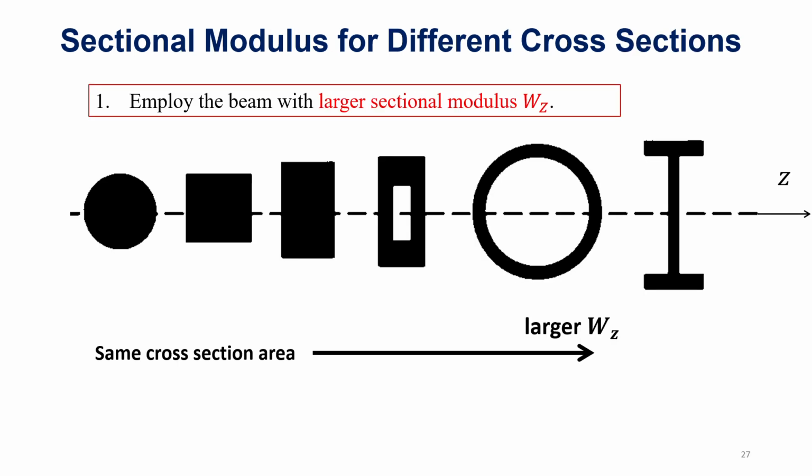Let me give you some examples. This figure shows some representative cross-sections, and from left to right, the sectional modulus is increasing. So with the same cross-sectional area, if we want a larger sectional modulus, we can use the I-shaped cross-section here.